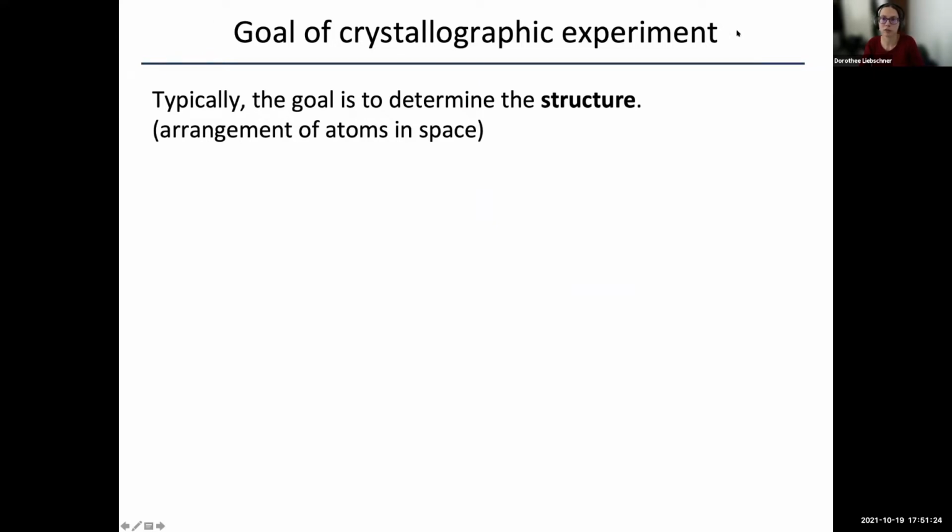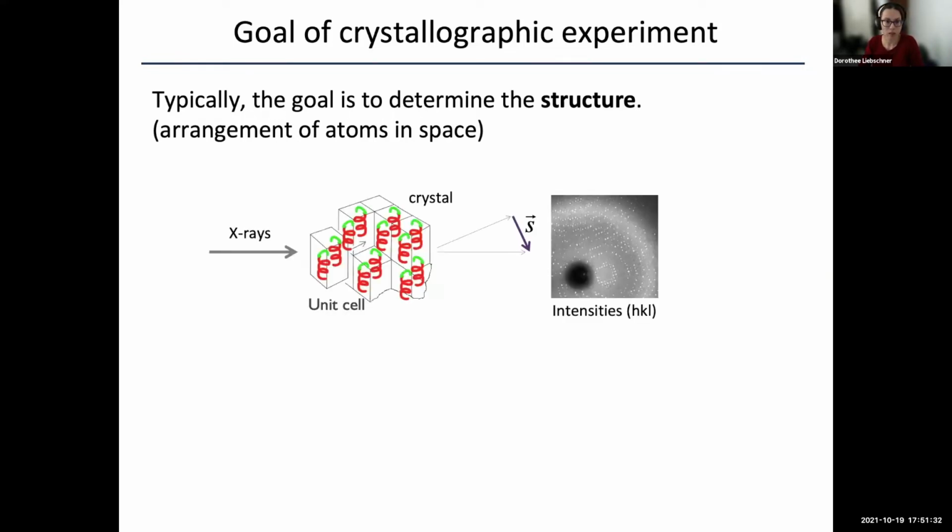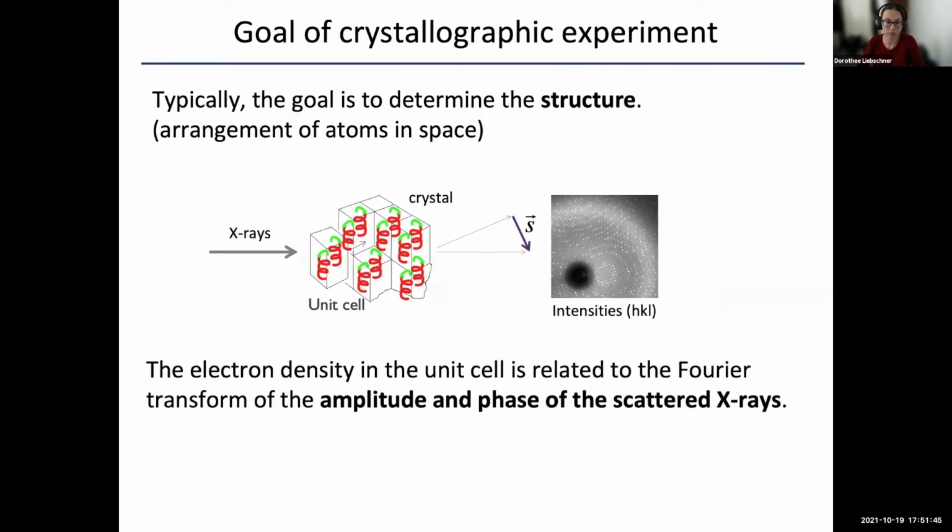The goal of the crystallographic experiment is typically to determine the structure. That means we want to know where the atoms are in space. To do this, we do a diffraction experiment. We shoot X-rays onto our crystalline sample, and then we measure the diffracted intensities. There is a relationship between the electron density in the unit cell and the amplitude and phase of the scattered X-rays. This is represented by this formula here. We have the electron density, which is the Fourier transform of the structure factor.